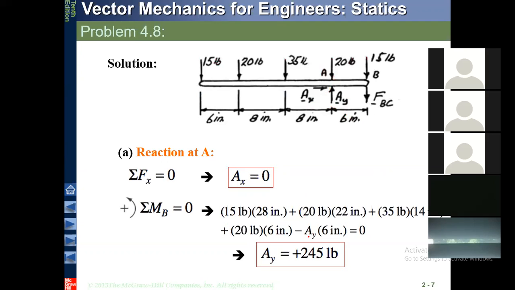And you should consider the direction of AY, because it is going to make a clockwise moment around B. You should have a minus sign here, and also you have the distance of 6 inches from reaction AY to point B. So with this equation, you just have one unknown, and you can derive AY, and it is positive. So the direction of AY is in the positive direction.